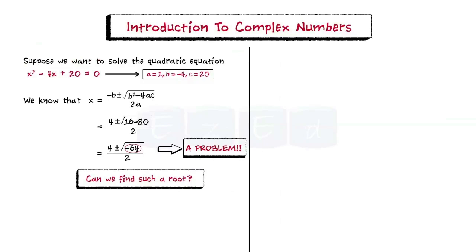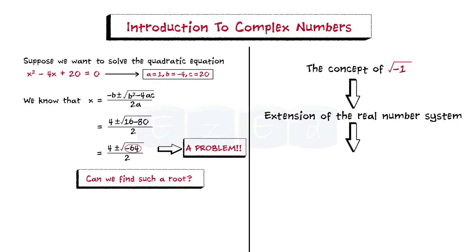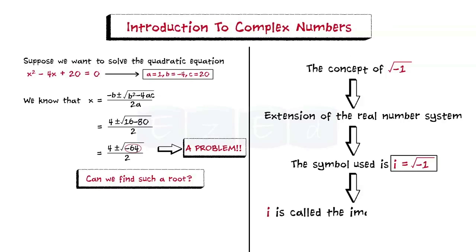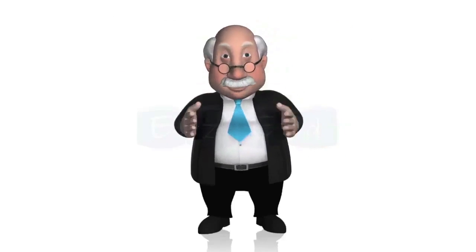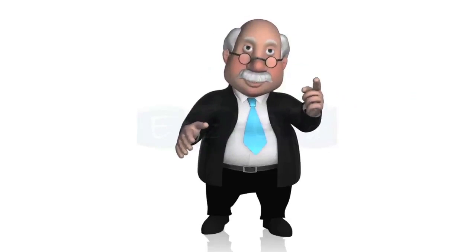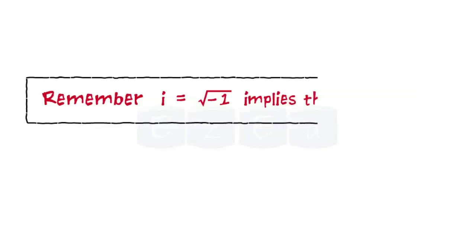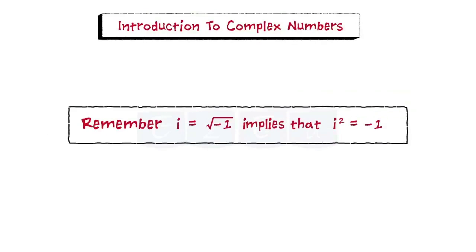To allow such roots, around the year 1800, the concept of square root of minus 1 was proposed and is now accepted as an extension of the real number system. The symbol used is i equal to square root of minus 1. Here i is called the imaginary number or imaginary unit. Seriously, pay attention. This is important. Remember, i equal to square root of minus 1 implies that i squared equals minus 1.